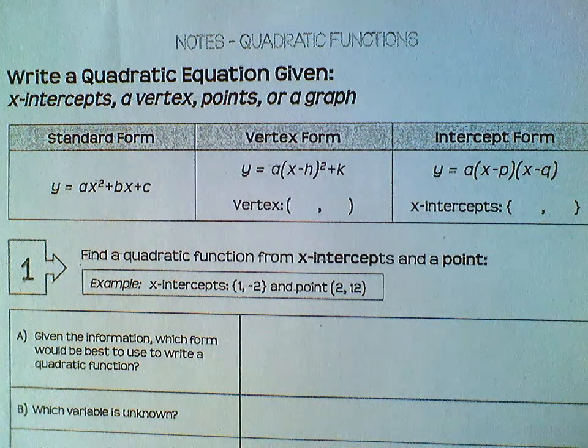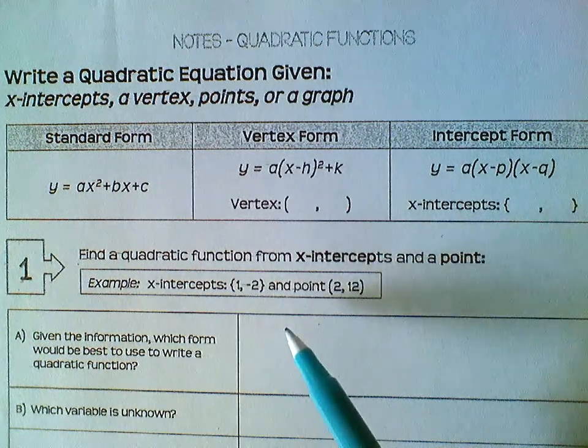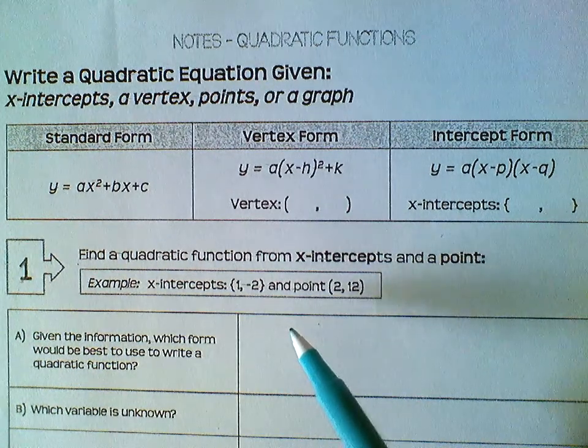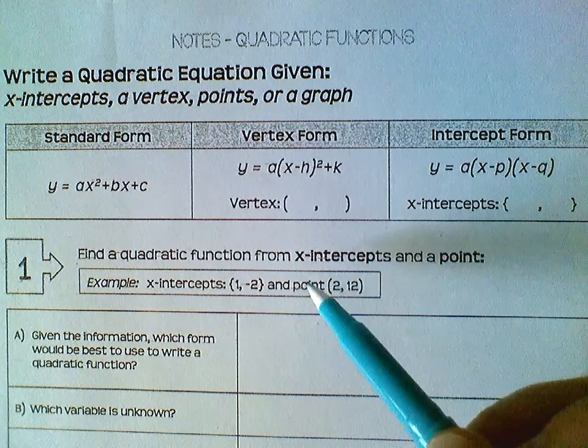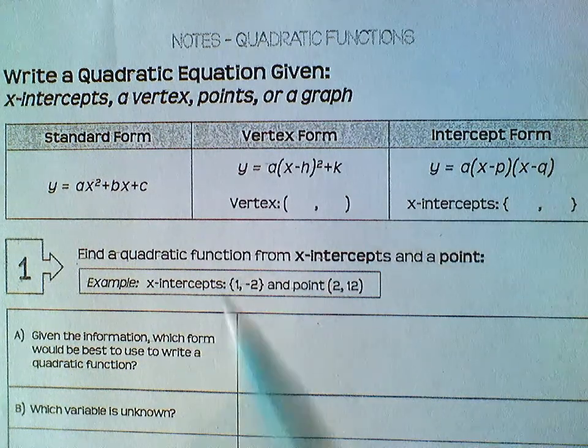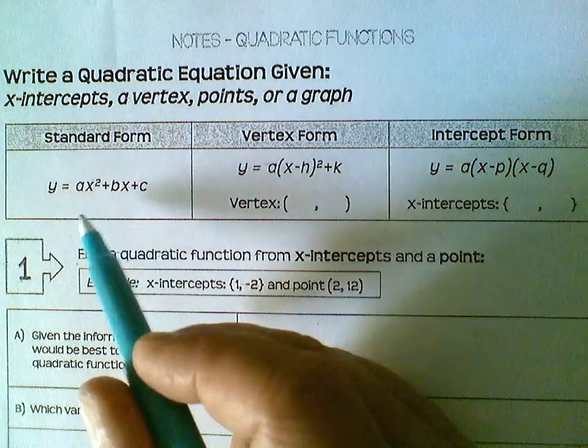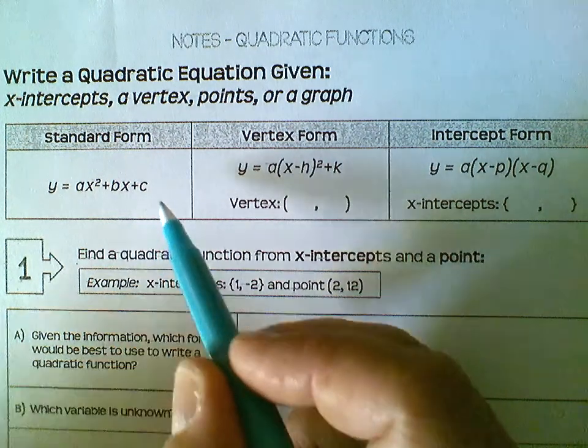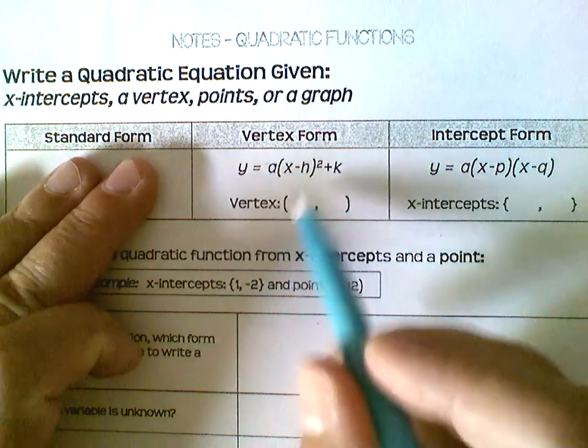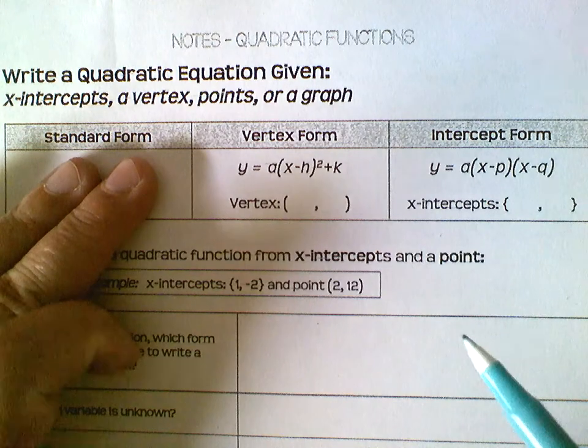Today we're working our way backwards. We are given information about a quadratic function, and we are going to write the equation from that information. When we're writing equations, we really cannot start with standard form. We can start with vertex form and intercept form.